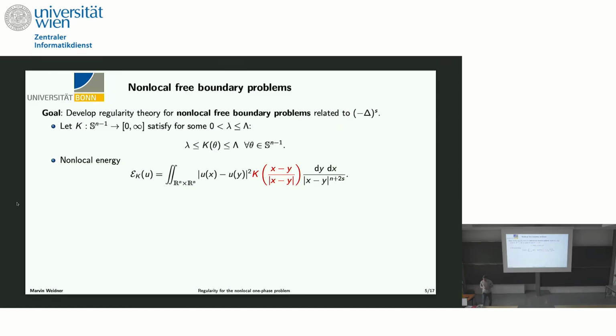All right, so now let me tell you what non-local free boundary problems are, and I will just speak about the two prototype problems, the obstacle problem and the one-phase problem, and then I will explain what results we can get on this one-phase or Alt-Caffarelli type problem.